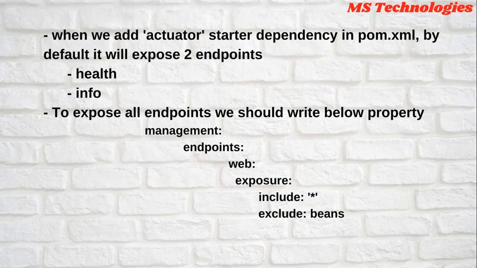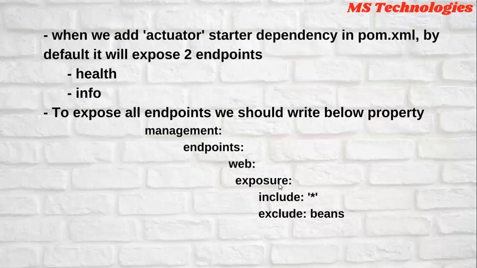To expose all endpoints, we need to do some configuration. What configuration? Inside the application.properties file or YML file, we need to add this property to expose all endpoints. Which property? management.endpoints.web.exposure.include=star. Star means all endpoints will be exposed. Like this, we need to expose all the endpoints.